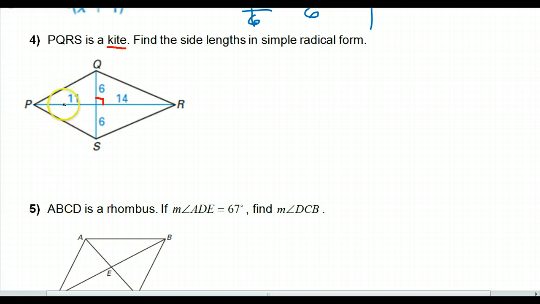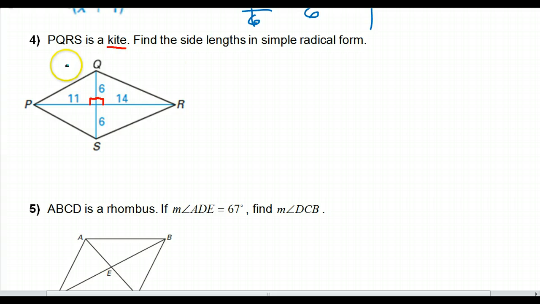So these angles are being bisected. Basically, the line PR here is the line of symmetry. So just keep that in mind just in case we need it. That definitely means that if I find PQ, then that automatically will be PS as well. Anyway, it's all about the Pythagorean Theorem.